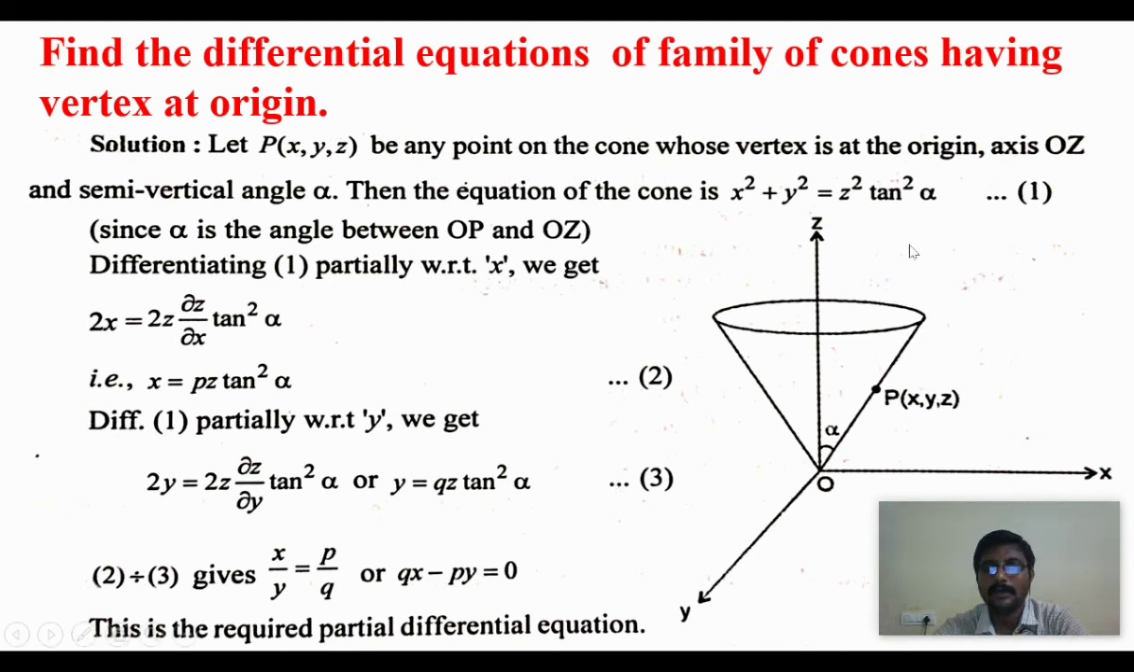So it is the family of cones whose vertex is at origin, and alpha is the angle between OP and OZ, that is the semi-vertical angle alpha here, and the equation of the cones is x square plus y square equals z square tan square alpha. So clearly here the parameter alpha is eliminated, and the differential equation is qx minus py equal to 0. It is the required partial differential equation of the family of cones having vertex at origin.